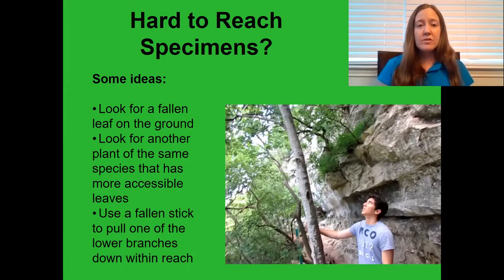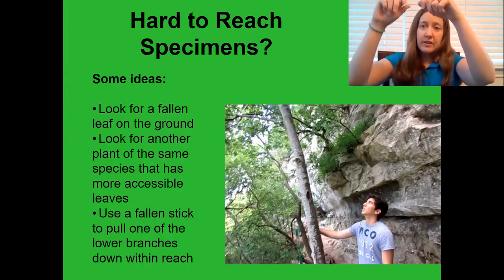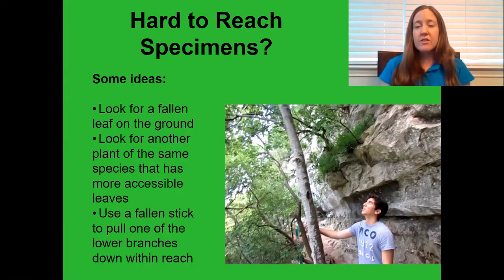Or you can use, say, a branch that's fallen on the ground or a stick, and you can reach up and pull down a lower branch from the tree and then grab a leaf off of that. So you do have some options other than climbing trees if samples are hard to reach. So try and utilize those options, find samples that are accessible that you can get to.